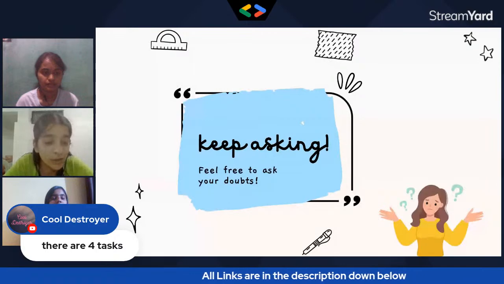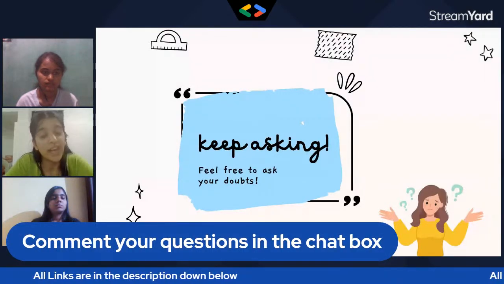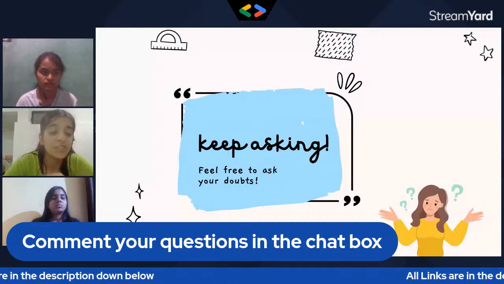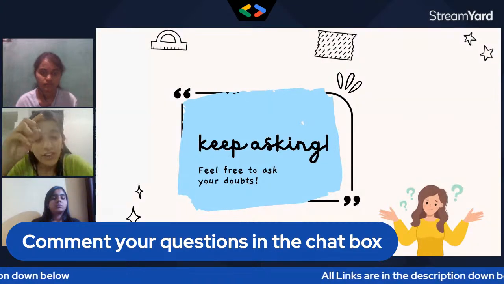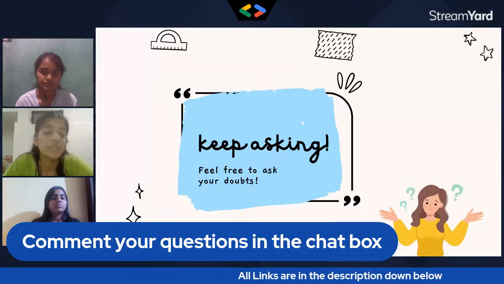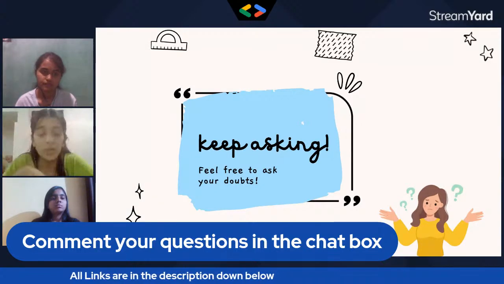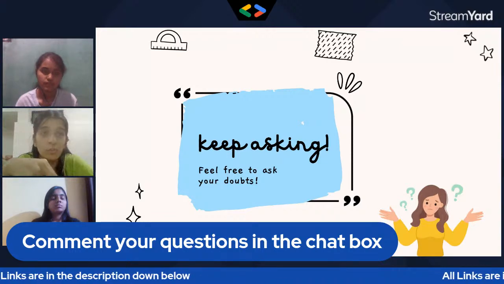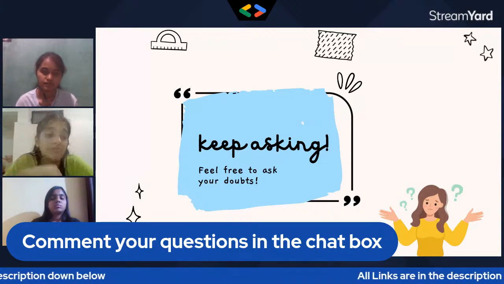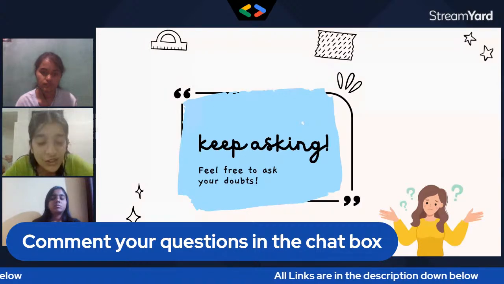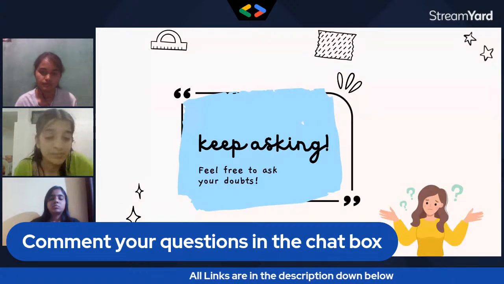Okay, you can perform all the 4 tasks given. Wait, I know there are 4 tasks given, but those 4 tasks are for one of the topics. We have 3 topics. Just scroll down, and there are 2 more topics, and those 2 more topics have more tasks. So you have to complete those tasks too.